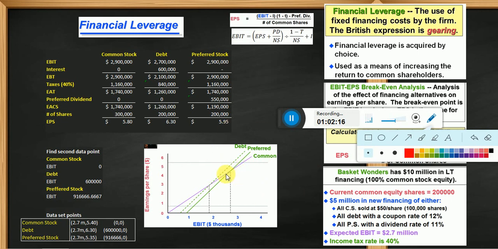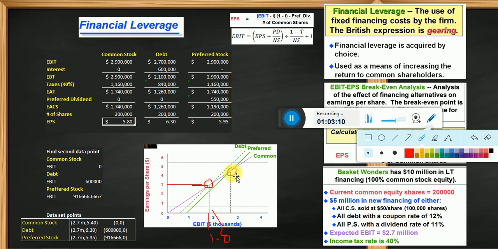So dear students, you have to learn from this graph where you have to select which alternative. And dear students, this is the intersection point. In this intersection point, at this level of EBIT, which is 1.8, you can say the earning per share between the debt and the common stock is the same. So this is called the financial break even between the debt and the common stock. Why? Because at this intersection point, the 1.8 EBIT level, the earning per share between the 2 alternatives is the same.